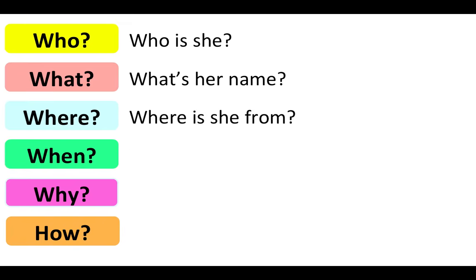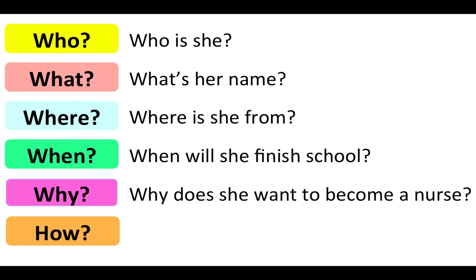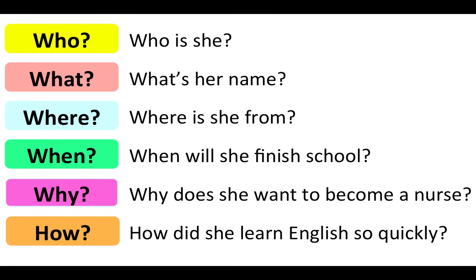When refers to the time. For example, when will she finish school? Why is used when we want an explanation or a reason for something. For example, why does she want to become a nurse? Lastly, how is used when we want to know the way or the manner in which something is done. For example, how did she learn English so quickly?